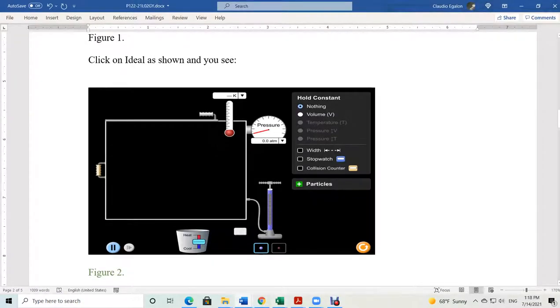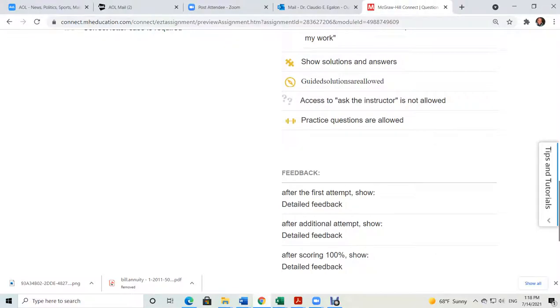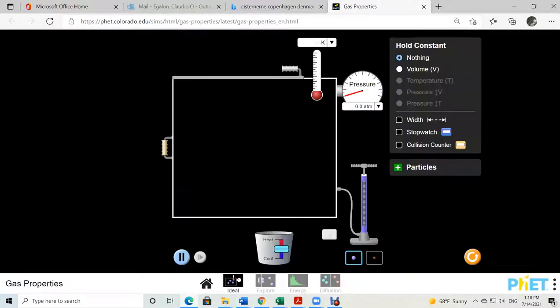You're going to see a qualitative picture. Here's a container in which you're going to trap a gas. We have a thermometer here, and we have a pressure gauge. Right now, there is no gas inside. It's just like a vacuum. Because of that, the pressure gauge is reading 0 atmospheres. And we can apply heat to more or less. That's what we call a heat reservoir.